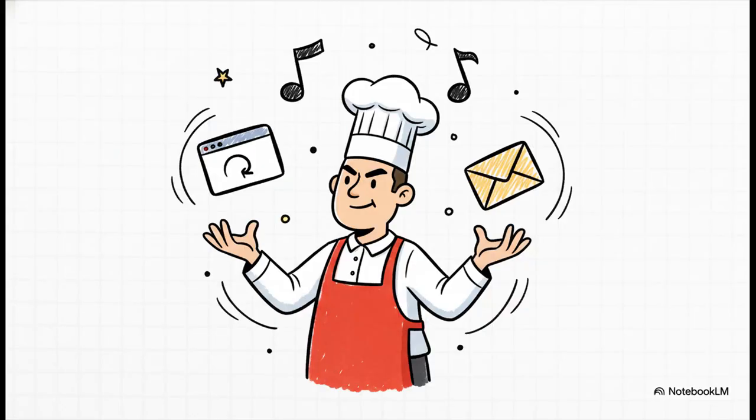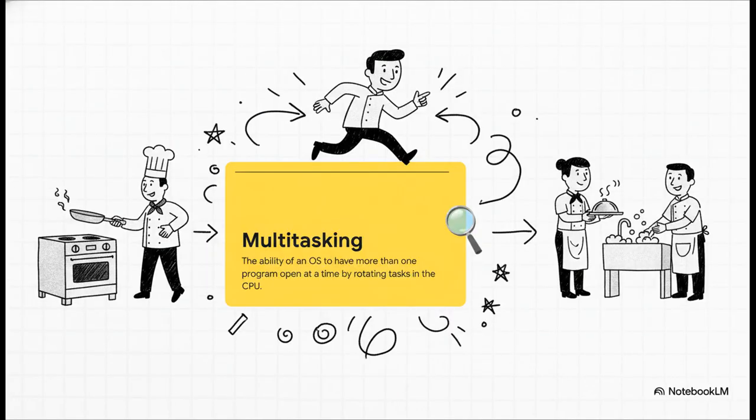But here's the thing. A great manager isn't just tidy, they're an absolute wizard of efficiency. So, how in the world does your OS handle you listening to music while writing an email, while also having like 20 browser tabs open? How does it juggle all of that without crashing and burning? Well, the first secret weapon it has is something called multitasking.